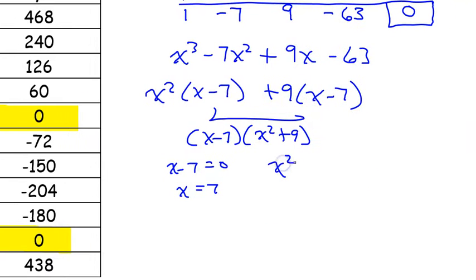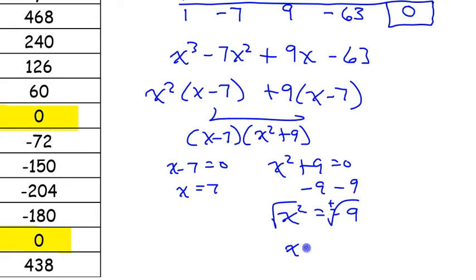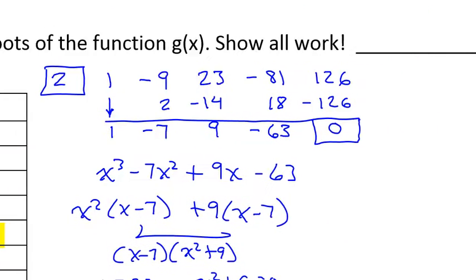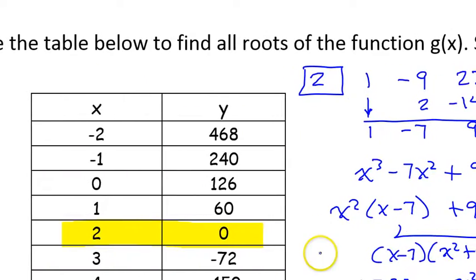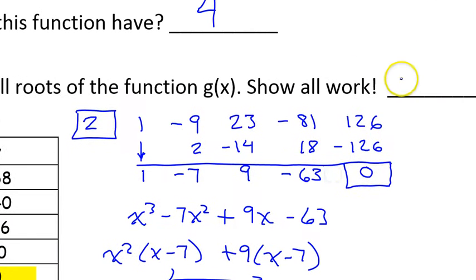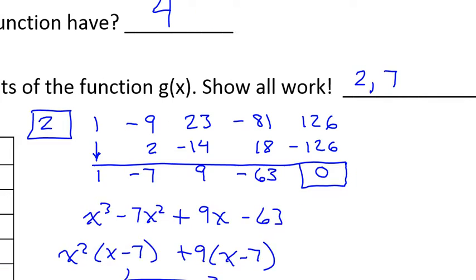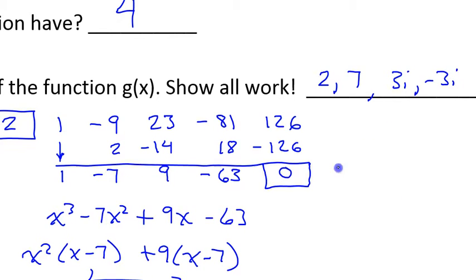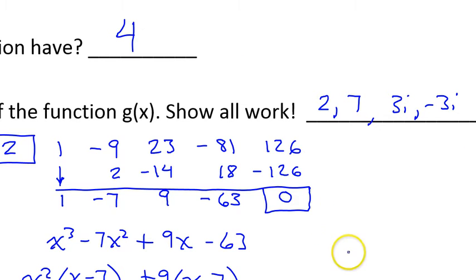But if I set x squared plus 9 equal to 0, I'm subtracting 9 from both sides. That's x squared equals negative 9. Take the square root. Don't forget your plus or minus. x is equal to plus or minus 3i. So we're supposed to say what all the zeros were. Well, 2 of them are right on the chart, 2 and 7. So definitely make sure you write those down. So you would have 2 and 7, and then 3i and negative 3i. So we knew there would be 4, and there they are.